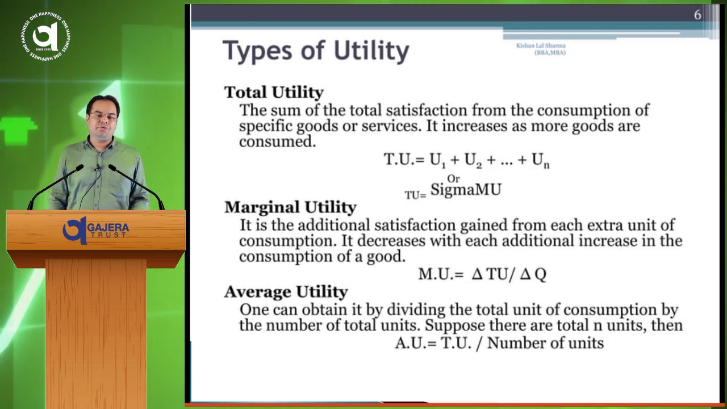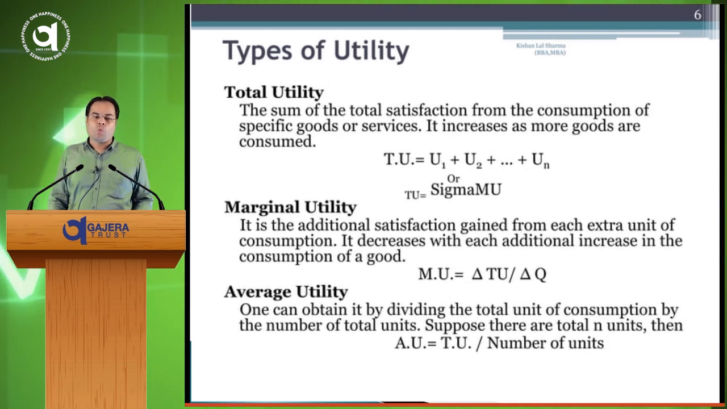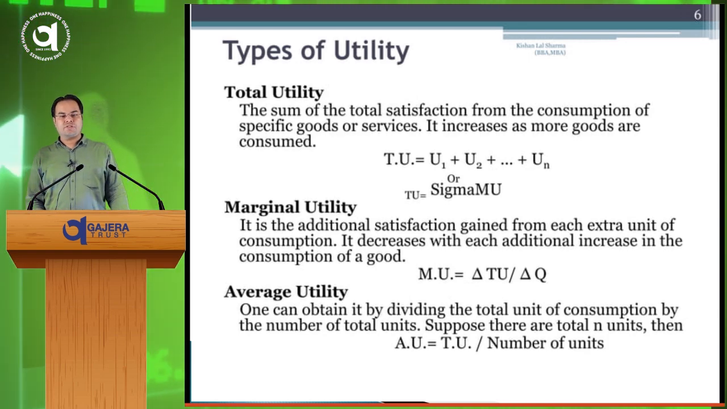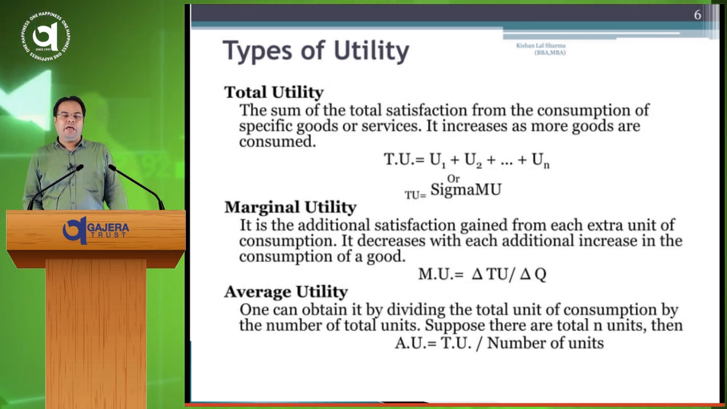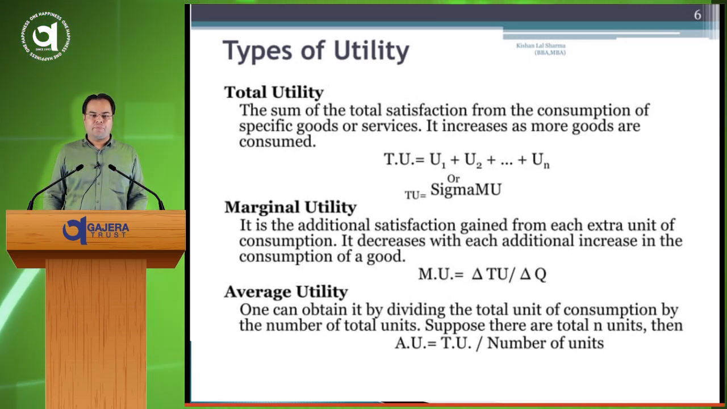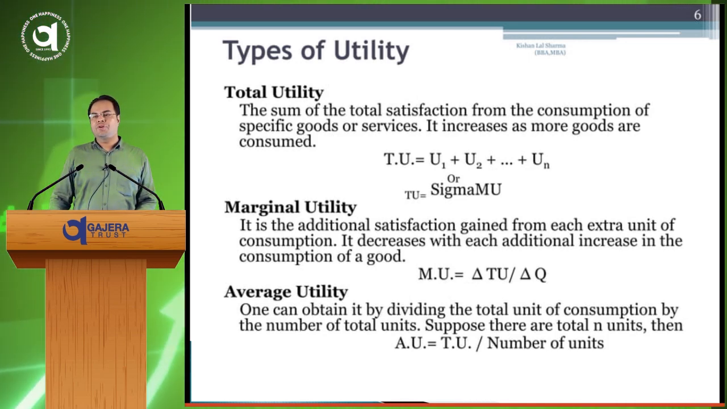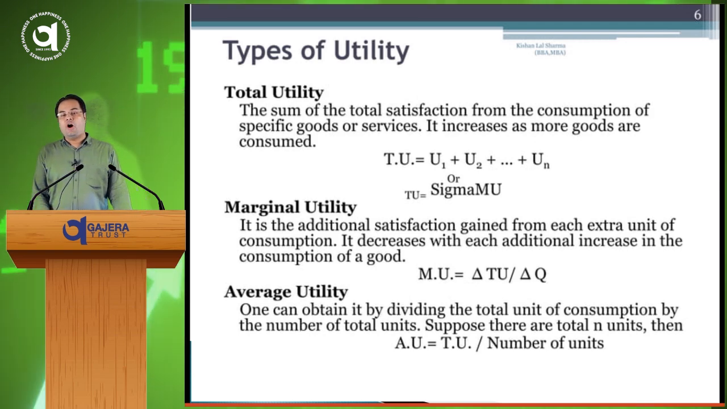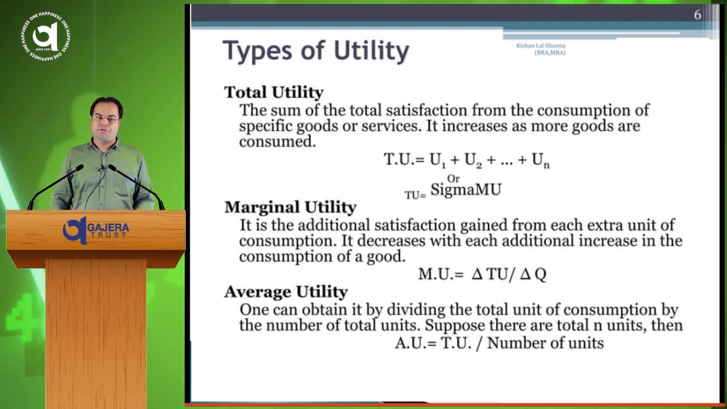Marginal utility is equal to delta TU upon delta Q, meaning the change in total utility upon the change in units. Now the third concept, average utility. One can obtain it by dividing the total utility by the total number of units. Like I have derived, suppose 10 units of utility or utils, as we have discussed. So AU is equal to TU upon N, the number of units: the total utility I have derived from a product and how many units I have consumed, that is the average utility of that product or commodity.